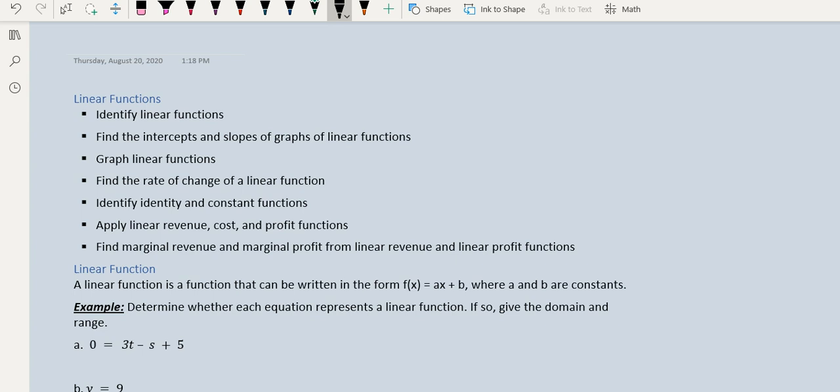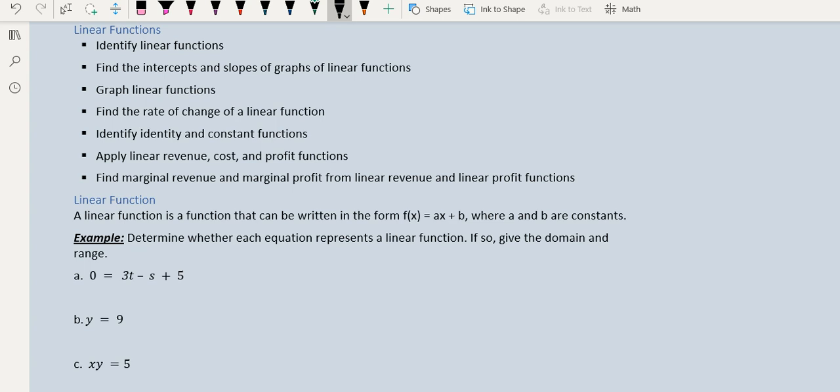Hi, good people. This video is going to be on linear functions, which is chapter 1.3 in your Pearson book. We are going to identify some linear functions. We're going to do some x and y intercepts. We're going to graph. We're going to find the rate of change, which is the same thing as the slope, and a couple of other things.